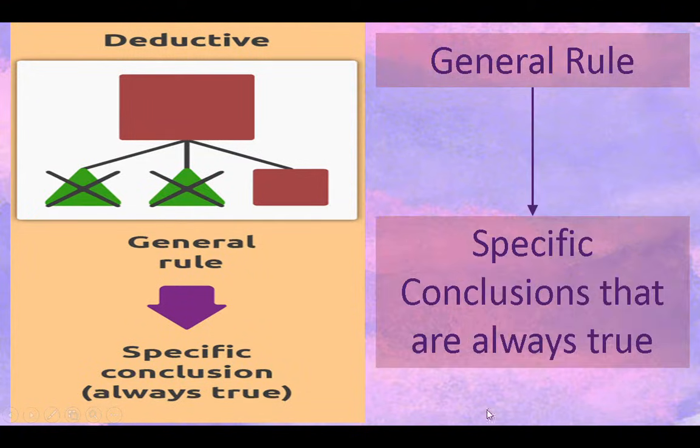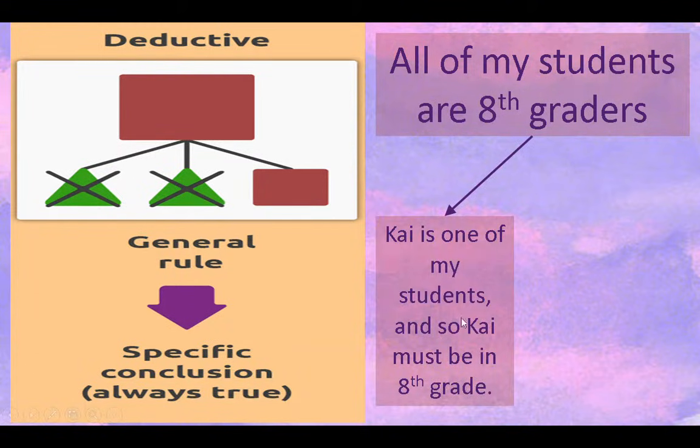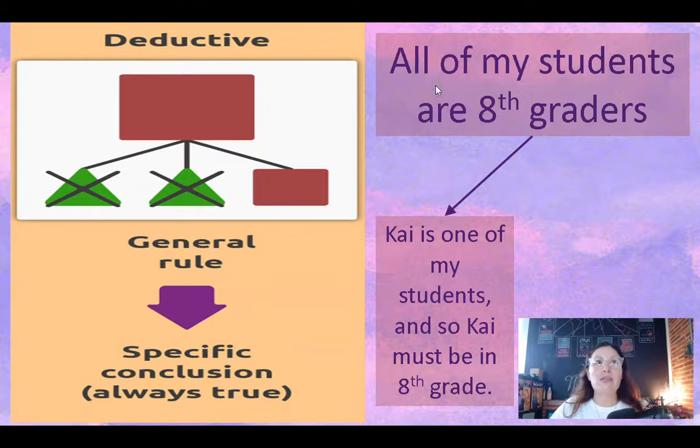Deductive reasoning starts with a general rule and then applies it to specific situations to draw conclusions. Here is an example of deductive reasoning. The answer must be true, and I'll show you what I mean. I start with a true statement. All of my students are 8th graders. Kai is one of my students, and so Kai must be in 8th grade. I start with a general rule that applies to many things, and then I apply a specific example.